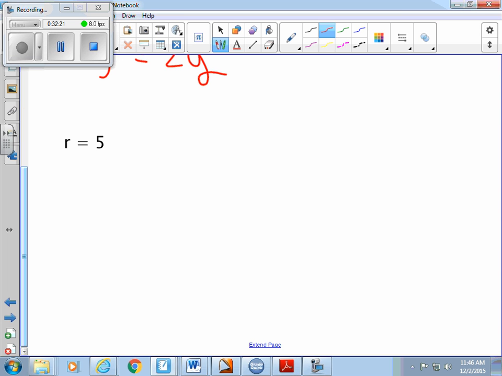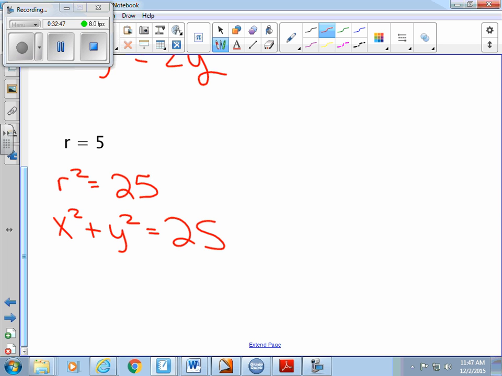R equals 5. What should I do? Square both sides. Why is squaring both sides a good idea? So then you can just get x and y. Because then you have r squared, which is just x squared plus y squared. You could also do the square root of x squared plus y squared. That way. Any questions on that?